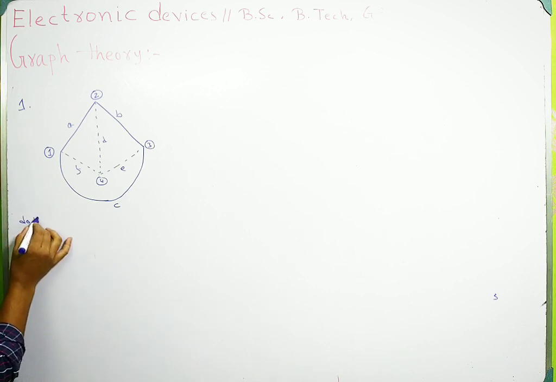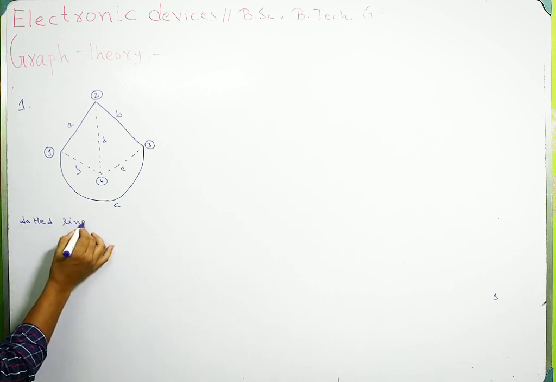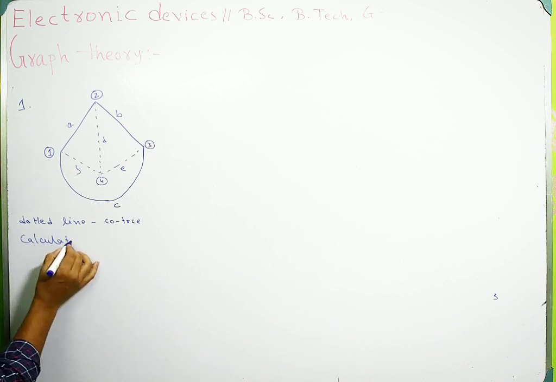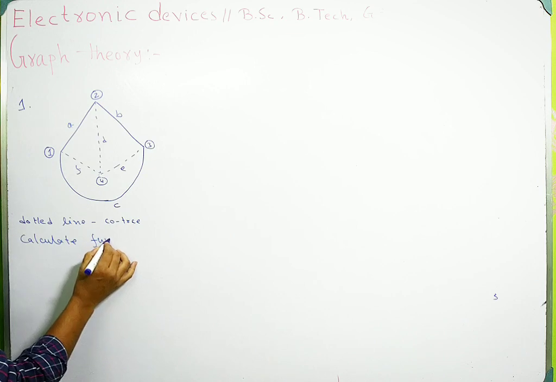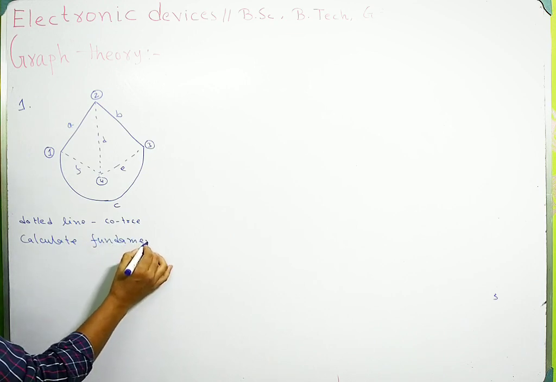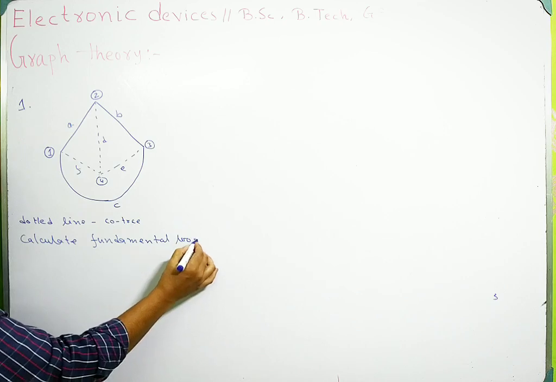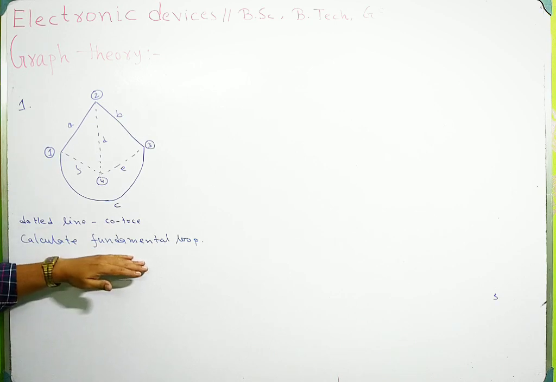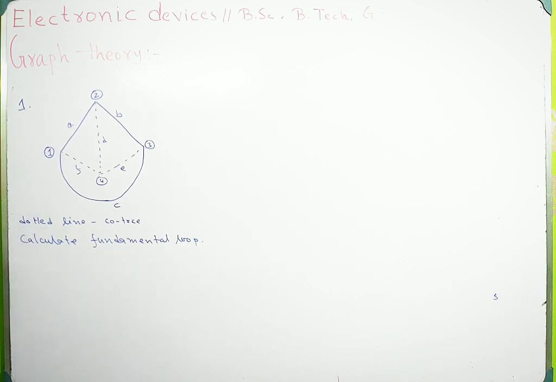The dotted line is co-tree. You have to find out what is the fundamental loop. So calculate the number of fundamental loops. In this graph, you have to calculate what will be the number of fundamental loops.